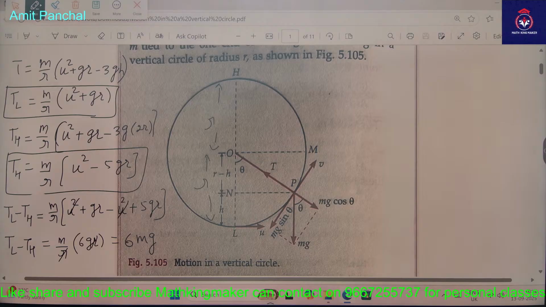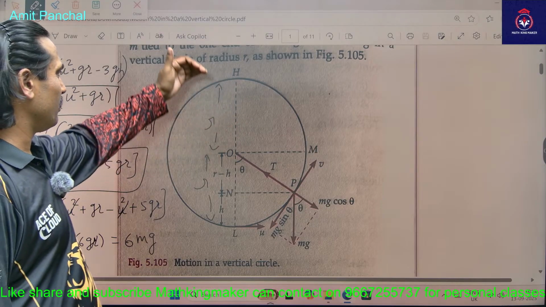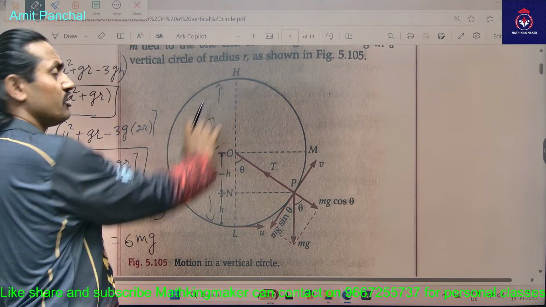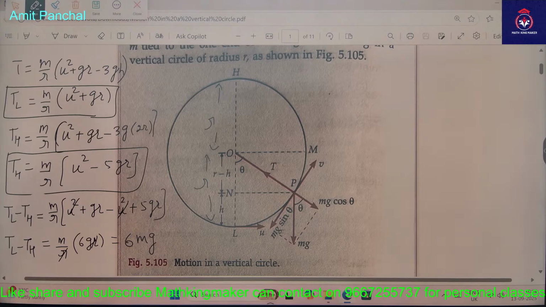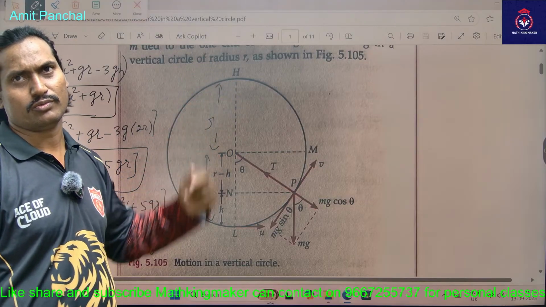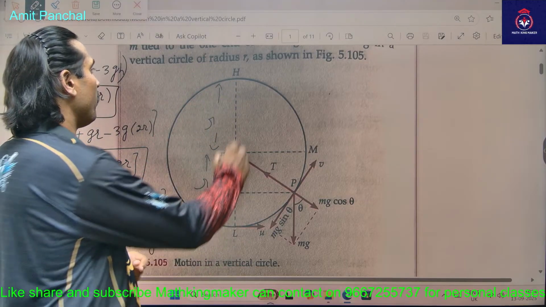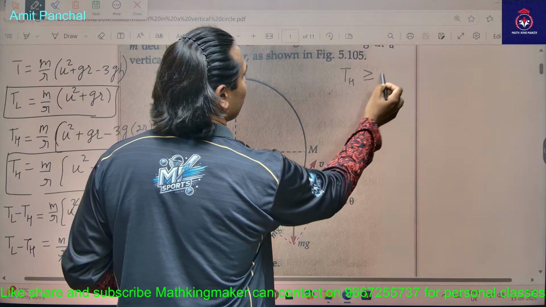Now we'll discuss minimum velocity of projection at the lowest point for looping the loop. It may be possible that it doesn't have the velocity to cross that H point, and the loop may end. When will that happen? Once your tension is 0. So to pass that H point, your tension must be greater than or equal to 0.